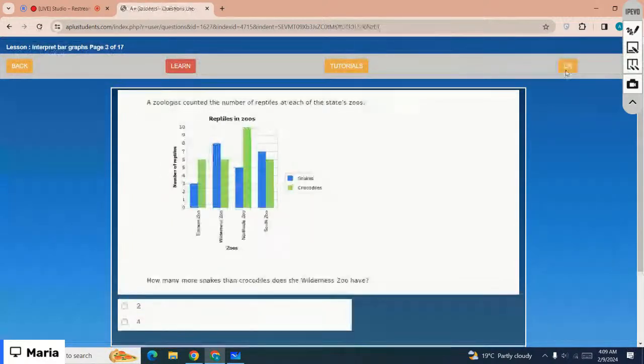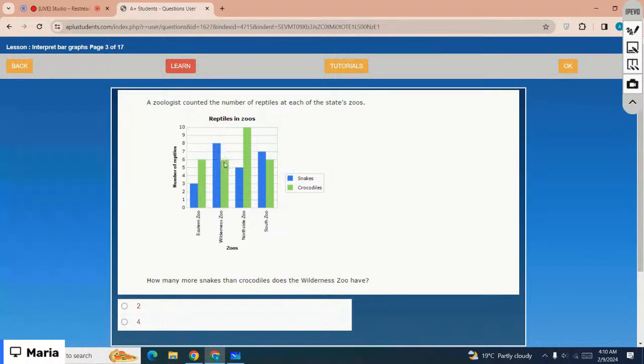A zoologist counted the number of reptiles at each of the state's zoos. How many more snakes than crocodiles does the Wilderness Zoo have? Okay, here is Wilderness Zoo, right? 8 snakes and 6 crocodiles.